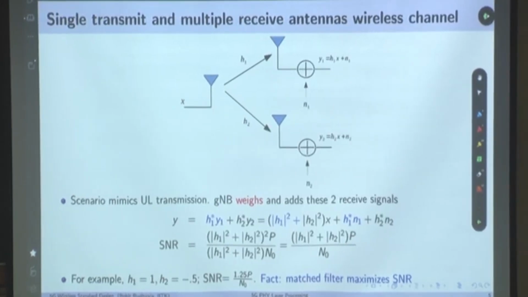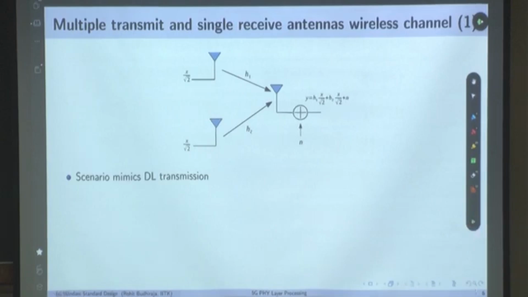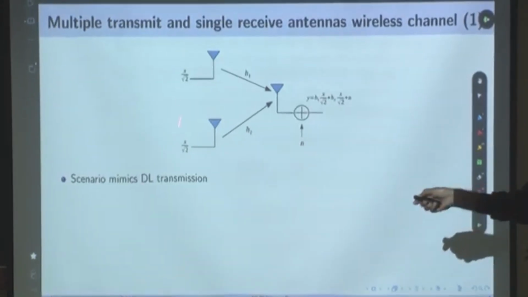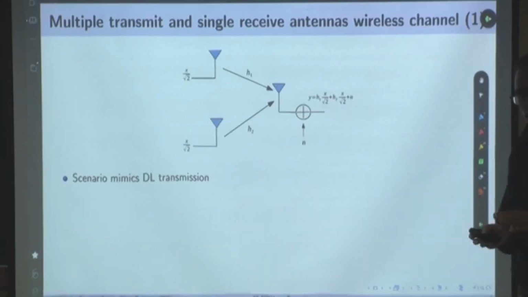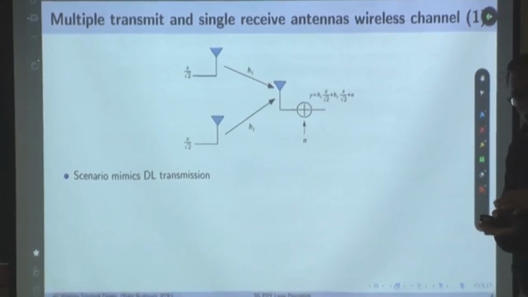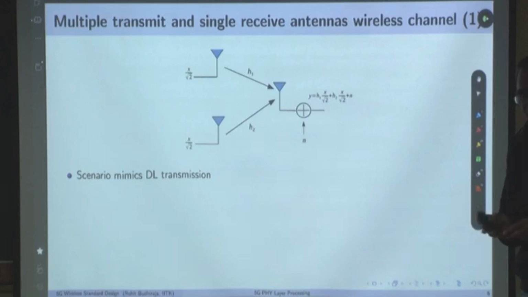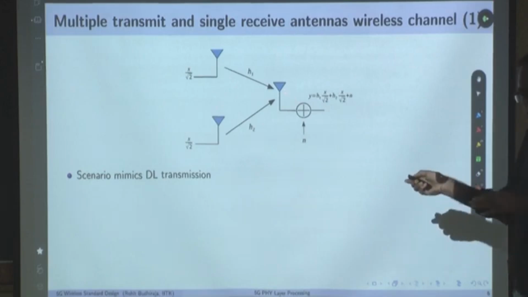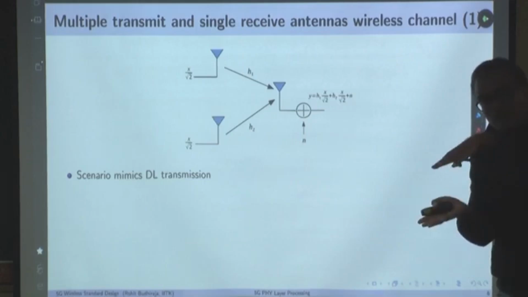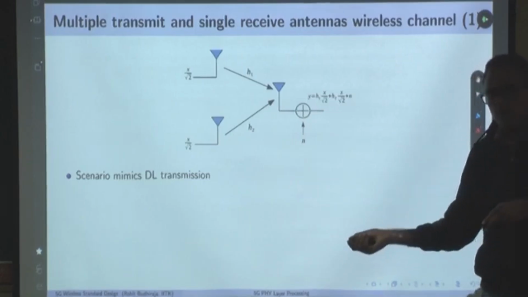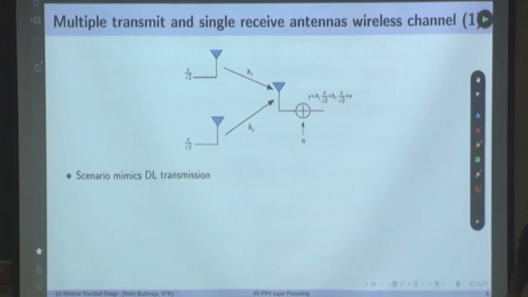Now, this was for uplink. What happens in the downlink? Don't look at what I am doing here. What are we saying here? The counterpart of uplink, the downlink, there are two transmit antennas and one receive antenna. Why are we considering this kind of system? Because typically you can install a lot of antennas at the base station and very few antennas at the mobile station. It is a small device. So, we are considering this example where there are multiple transmit antennas and only one receive antenna. This scenario mimics downlink transmission.